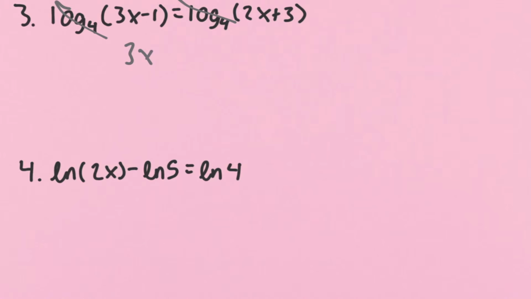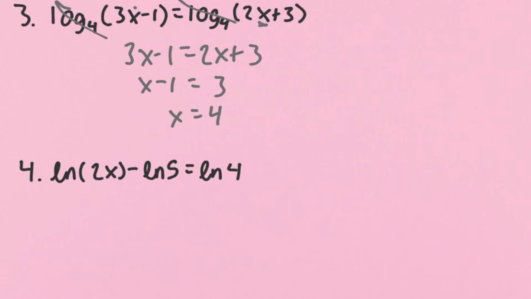Now we have 3x minus 1 equals 2x plus 3, and then solve for x. Subtract 2x and add 1. And then again, double check. 3 times 4 minus 1, that gives you a positive number. And 2 times 4 plus 3, that gives you a positive number. So this is your answer.